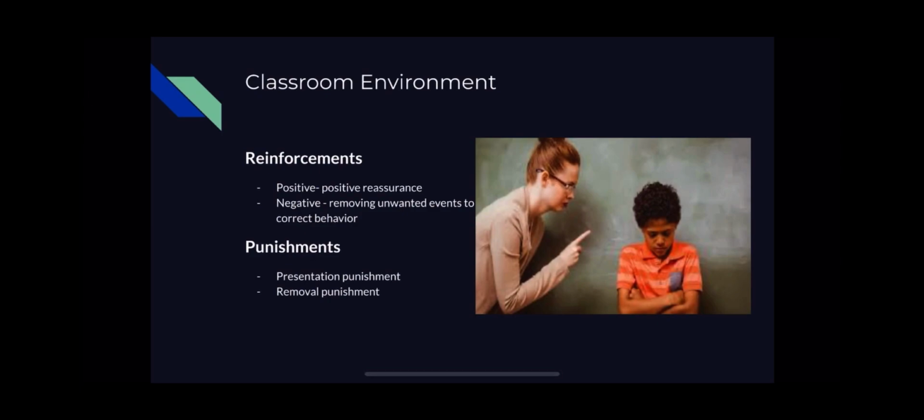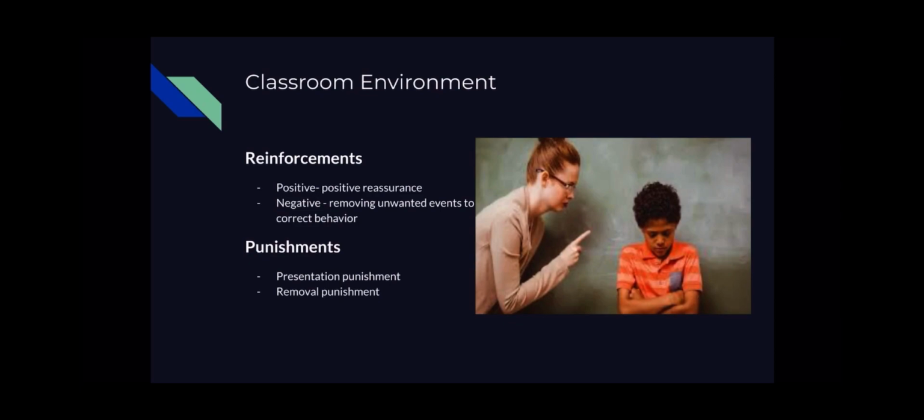So now let's talk about our classroom environment. There are a couple of tips I have for our classroom environment. One, use reinforcements, and two, use punishments. Our reinforcements can be positive and negative. A positive reinforcement is kind of affirmation. So if Johnny is doing good in my class, I would say, "Oh, good job, Johnny," or "High five, Johnny," or, keep up the good work. Things like that. That's positive reinforcement.